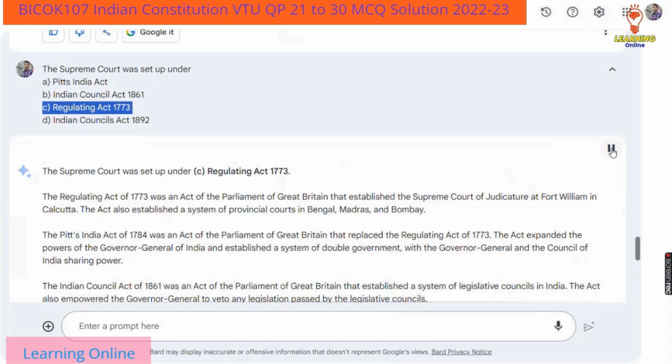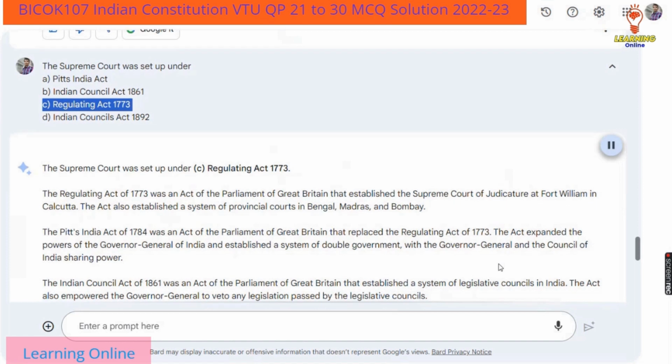The Pitt's India Act of 1784 was an act of the Parliament of Great Britain that replaced the Regulating Act of 1773. The Act expanded the powers of the Governor-General of India and established a system of double government, with the Governor-General and the Council of India sharing power.